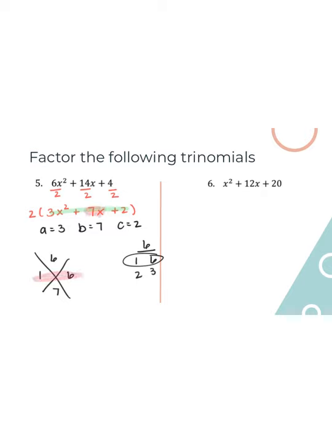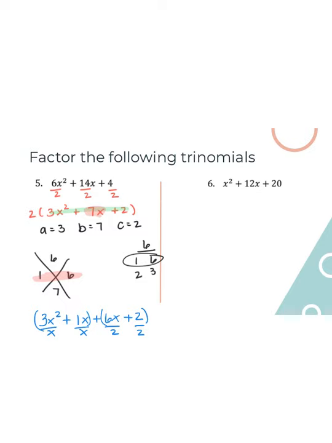So I'm going to start with my 3x squared, plus 1x plus 6x plus 2. Chunk those two and those two. 3x squared plus 1x, they both have an x in them. And 6x plus 2, they both have a 2 in them.